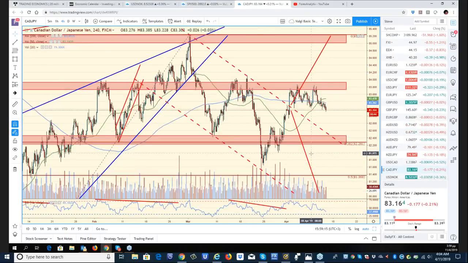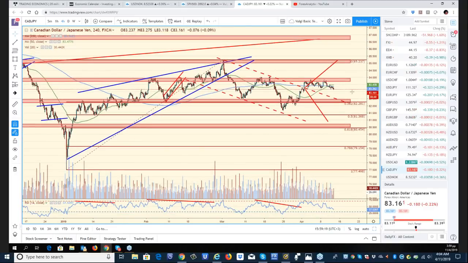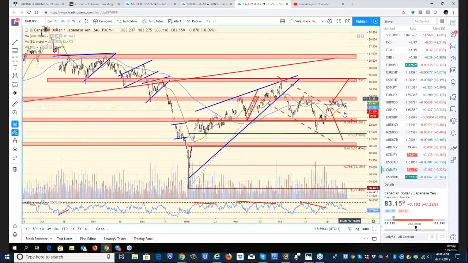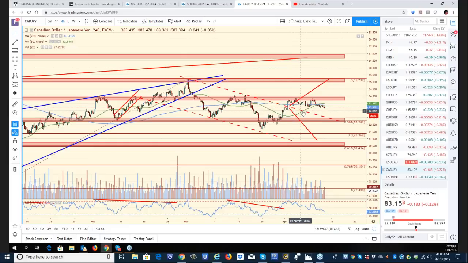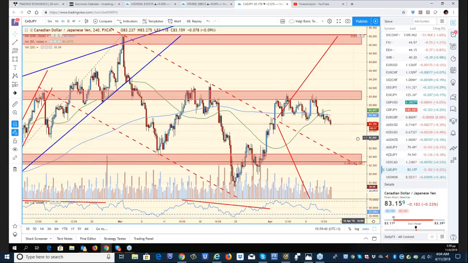Now, on the other hand, I have a more clear view for the CAD yen, right? So CAD yen, I think this recent consolidation has a decent chance of continuing higher. So CAD yen, if I had to choose a side, it would be the long one. Of course, not a clean formation in any way, but I do think that the path of least resistance, at least in the short term, remains high.